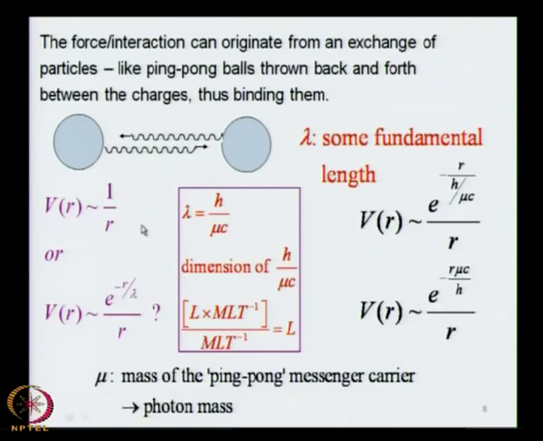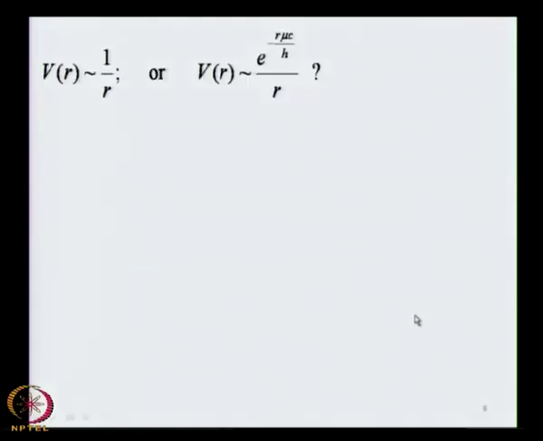So, now if we put this fundamental constant h over mu c for lambda in the Yukawa potential, so we have this minus r over lambda, lambda being h over mu c. So, now this expression, the Yukawa potential, becomes e to the minus r mu c over h divided by r. So, let us look at this term further. The question that we had asked, is the potential 1 over r as Coulomb would claim, or is it given by the Yukawa type potential as a candidate potential that we want to consider for comparison.